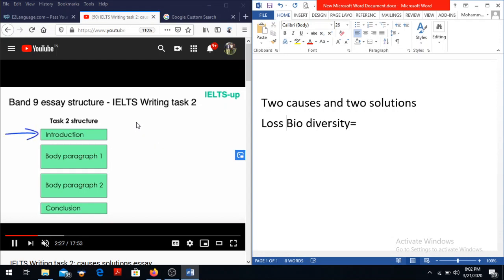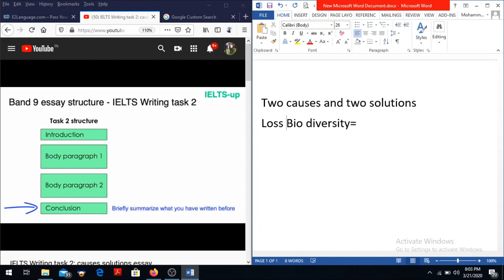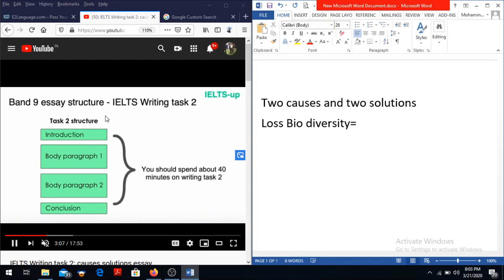So here is the band 9 structure. Introduction: number one sentence, we have to paraphrase the statement, or we can write a general statement, then we can paraphrase the statement. Then we have to give the thesis statement, what we're going to cover in body paragraph 1 and 2. Body paragraph 1 describes the causes, body paragraph 2 describes the solutions, and then the conclusion. So that's our essay structure. In the conclusion we have to briefly summarize what we already said.